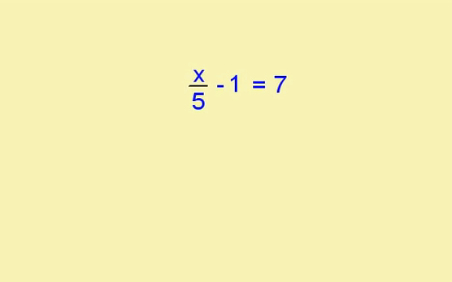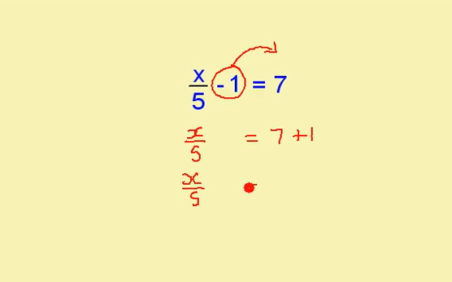We'll do this question together. Look at it carefully. Have we got any float and ping? Yes, we have here, this minus 1. So I'm going to put a bubble around it, float it over the equal sign, and it's going to become plus 1. So I've got x over 5 equals 7 plus 1, and if I work that bit out, it's 8. Now look at escalator. This 5 here needs to go up the escalator. So I've got x equals 8 times 5 because it's gone up the escalator. 8 times 5 is 40.